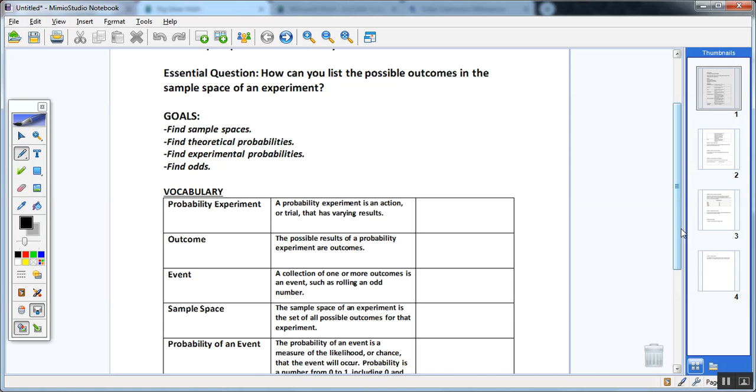In order to answer the question, these are the goals we need to accomplish. First of all, we need to do what here, kids? Find sample spaces. Find theoretical probabilities. Find experimental probabilities. And then one that kids struggle with a lot, finding odds of something.